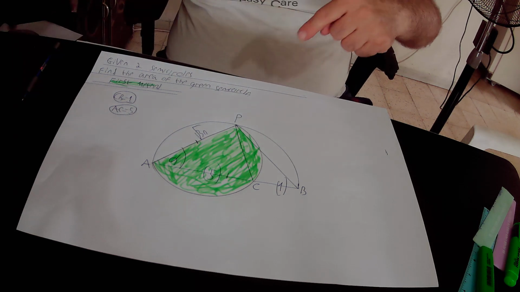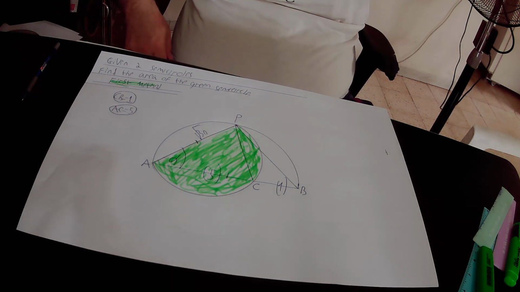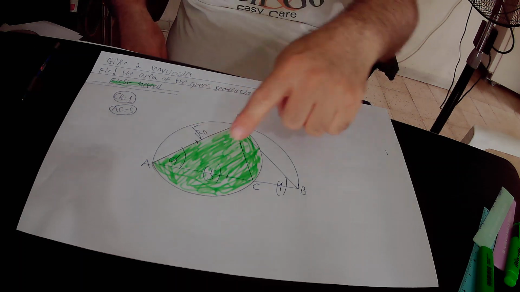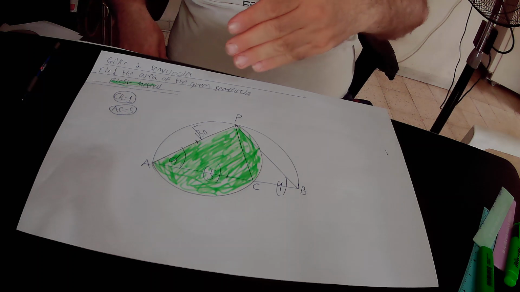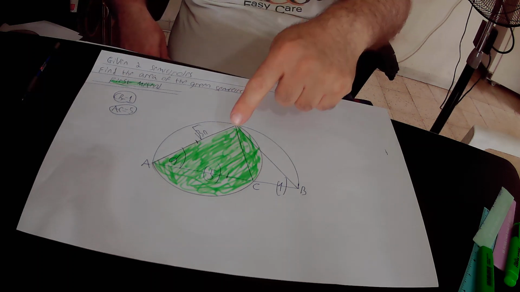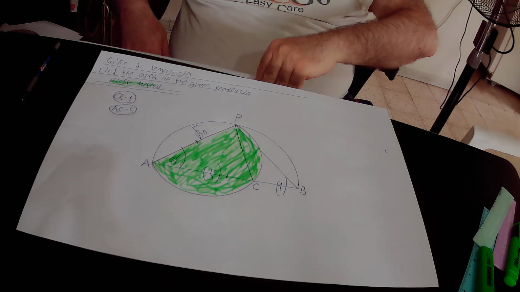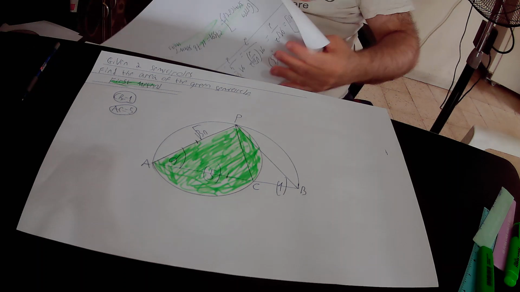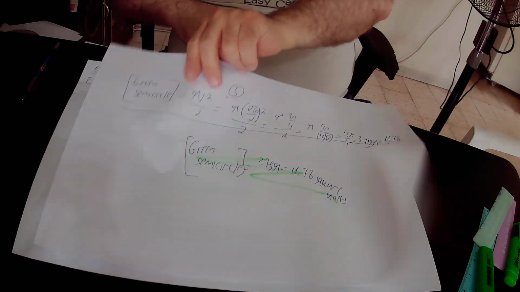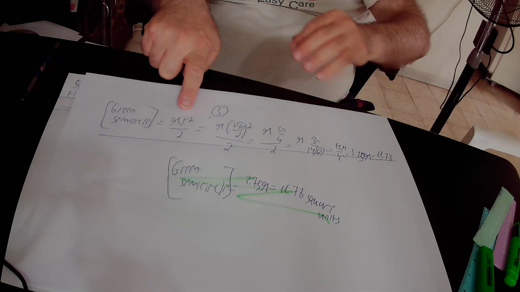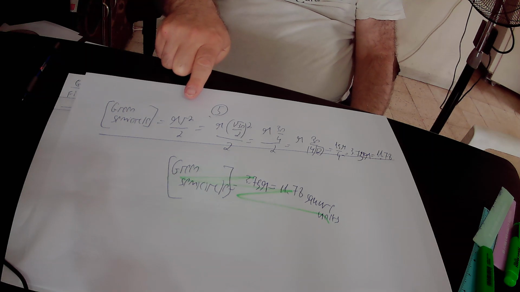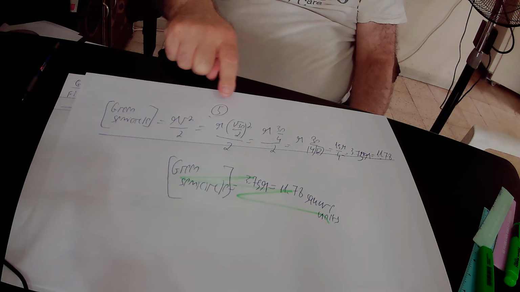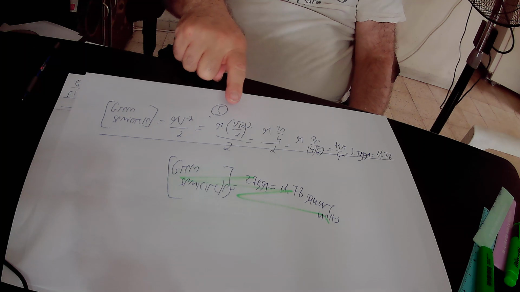Our mission is to find the area of this green semicircle. The area of this green semicircle equals the area of the circle over 2. The area of the circle is pi r squared, so pi r squared over 2 is the area of this green semicircle. So it is pi, where r is the square root of 30 over 2, therefore r squared is the square root of 30 over 2 squared, divided by 2.